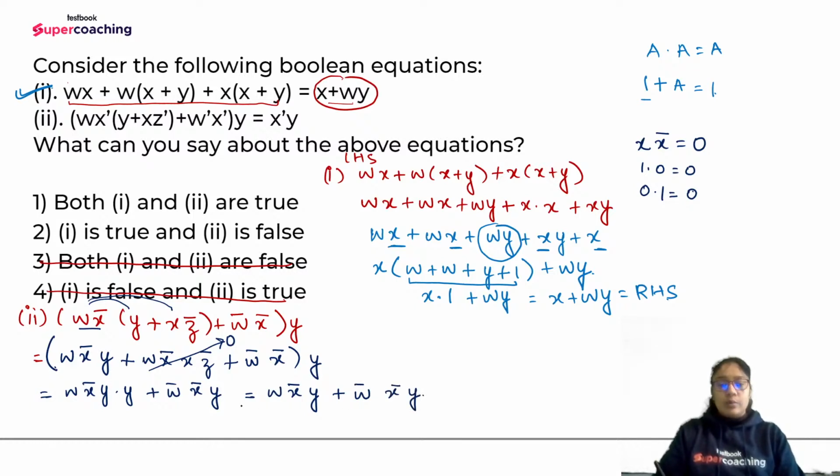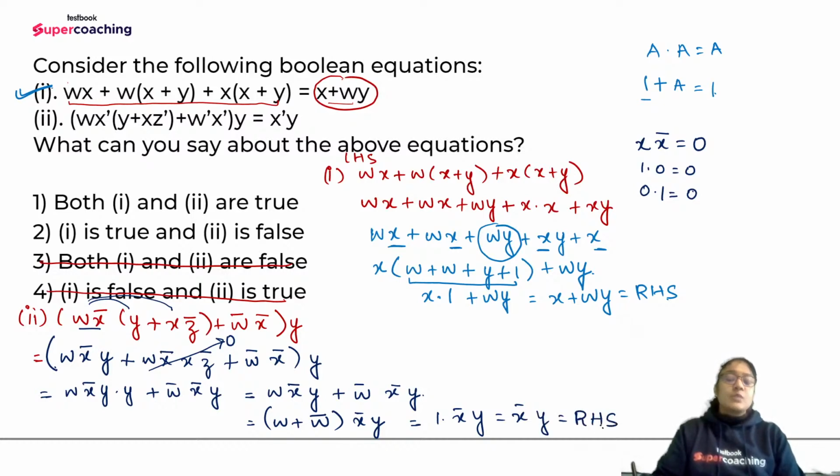Now here we can take x complement y common, so we'll be getting w plus w complement, times x complement y. We know that w plus w complement will be 1. So this is 1 into x complement y, that is nothing but x complement y, which is equal to the right hand side. So the minimized expression is x complement y, which is given on the right hand side.